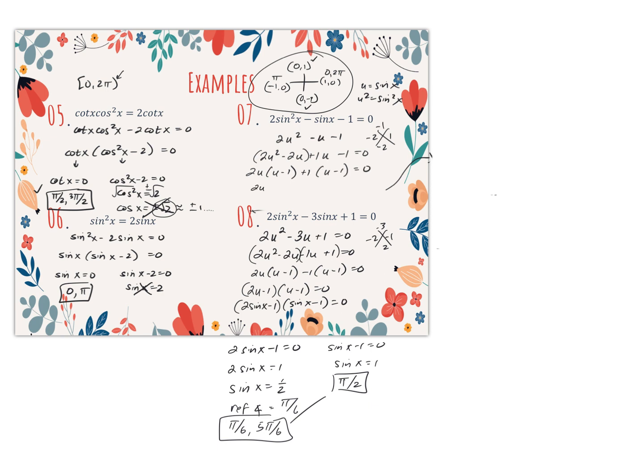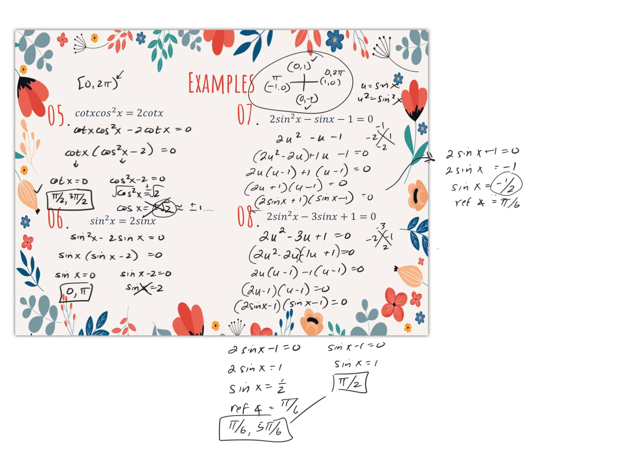So now I've got 2u plus 1 and u minus 1 equals 0. So this becomes 2 sine of x plus 1, and I got sine of x minus 1 equals 0. So now when I move it over, 2 sine x plus 1 equals 0. I get 2 sine x equals negative 1. Sine of x equals negative a half. My reference angle is still going to be pi over 6. That doesn't change, but because my sign is negative, I'm dealing with quadrants 3 and 4.